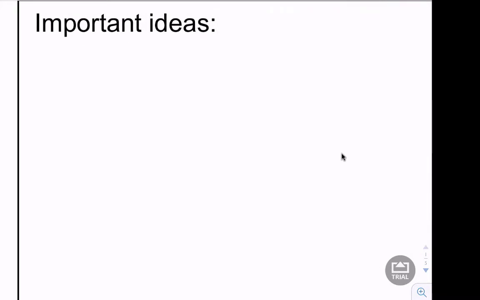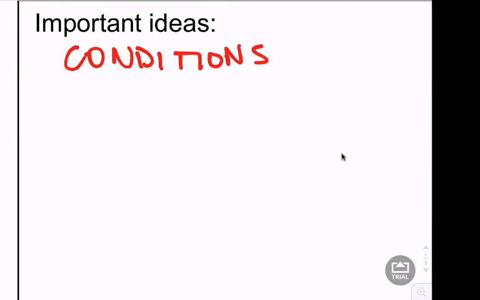Important ideas here. The first one is we've got to outline our conditions. And our conditions are going to look a lot like what we've seen in the past. First of all, it's got to be random. So it's going to say something like a random sample was taken, or we have a simple random sample taken. And so that's going to be our first of the conditions that need to be met.